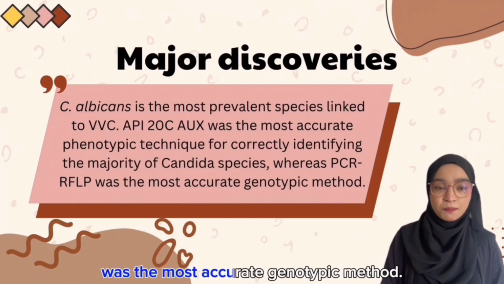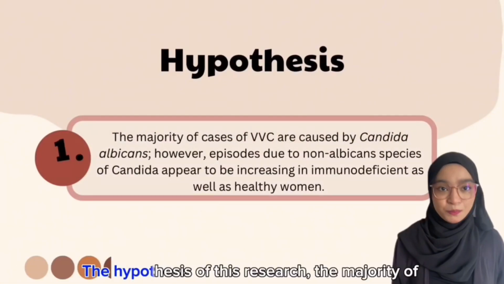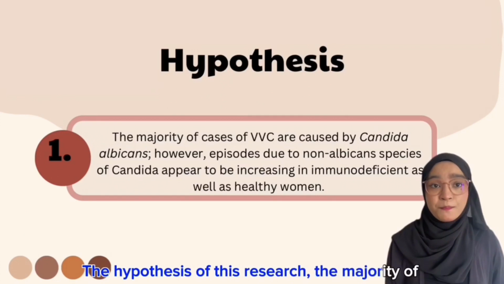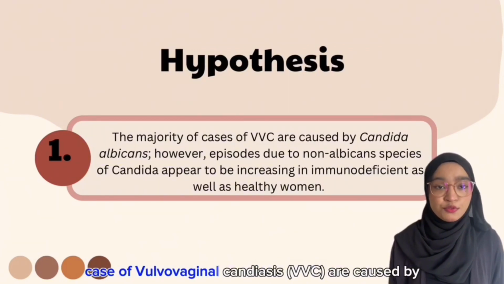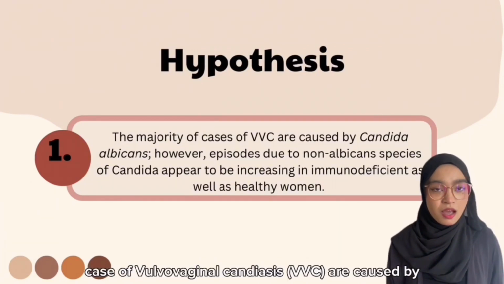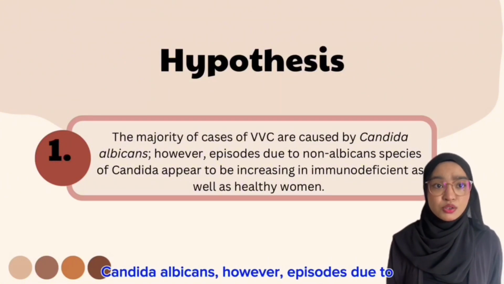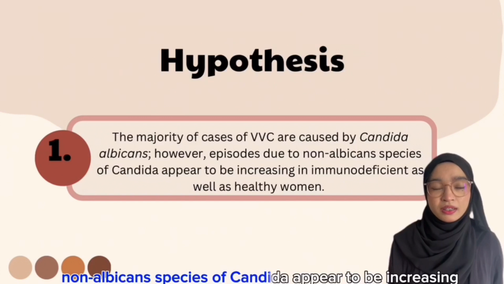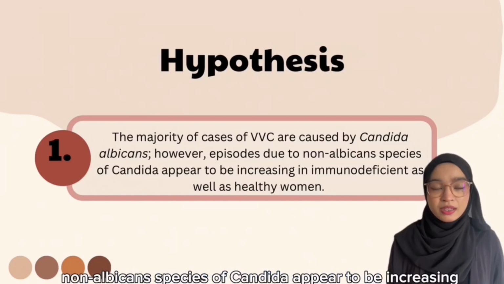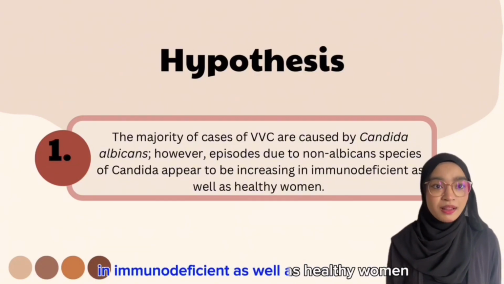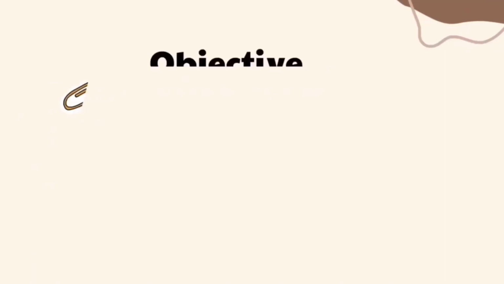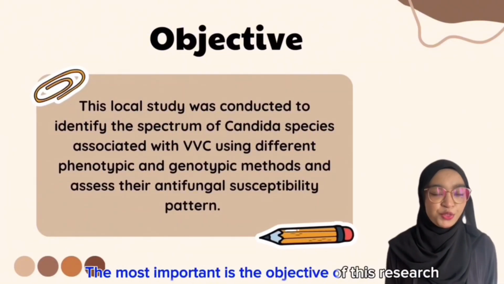most accurate genotyping method. The hypothesis of this research: the majority of cases of vulvovaginal candidiasis (VVC) are caused by Candida albicans. However, episodes due to non-albicans species of Candida appear to be increasing in immunodeficient as well as healthy women. Most important is the objective of this research.